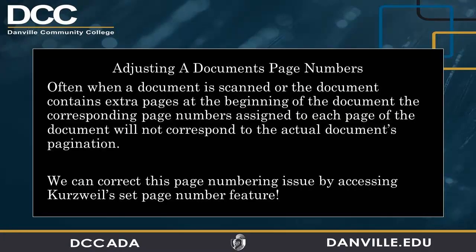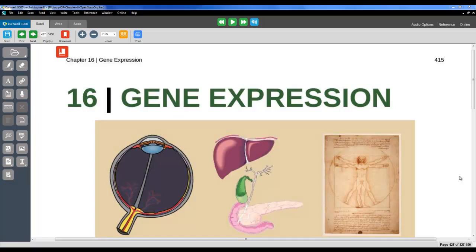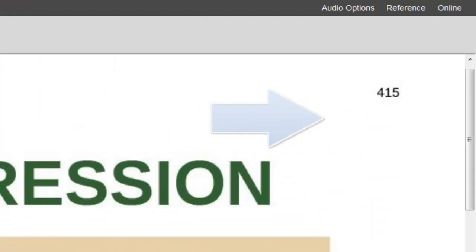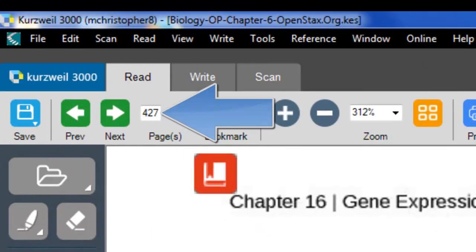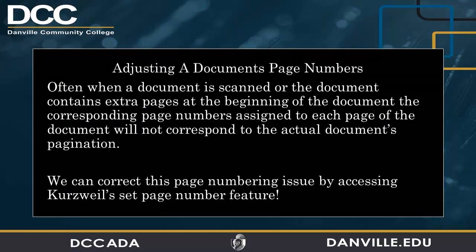Often when a document is scanned, or the document contains extra pages at the beginning of the document, the corresponding page numbers assigned to each page of the document will not correspond to the actual document's pagination. Here is an example text containing a printed page number of 415, while the page box indicates we are on page 427. We can correct this page numbering issue by accessing Kurzweil's Set Page Number feature.